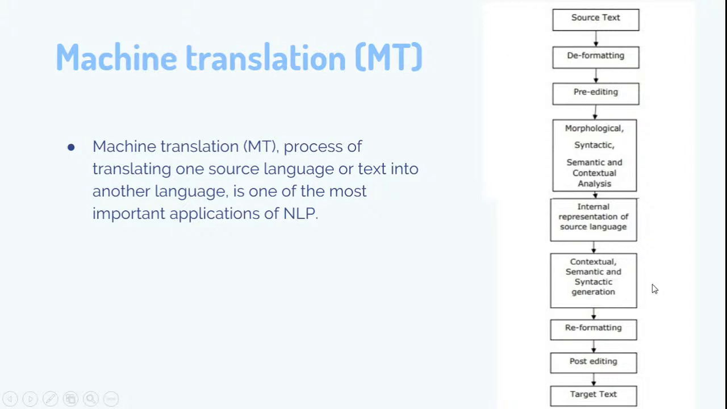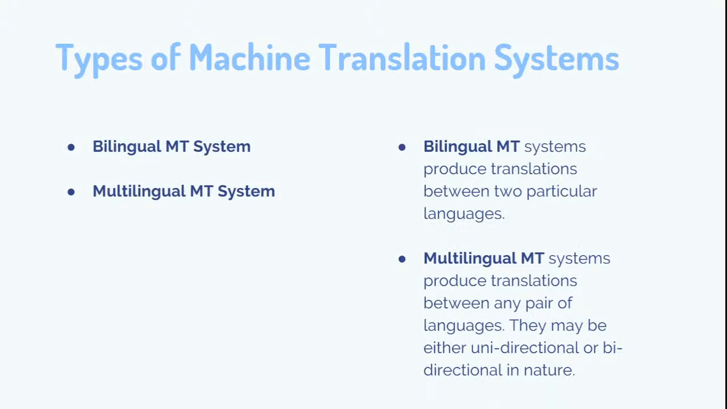In machine translation we have two types. One is the bilingual MT system and the other is the multilingual MT system. A bilingual MT system produces a translation between two particular languages only. For example, English to Tamil or Tamil to English, English to Telugu or Telugu to English, or Hindi to Tamil and Tamil to Hindi. The other is the multilingual MT system, which produces translation between any pair of languages, either unidirectional or bidirectional. It can process multiple pairs of languages into a target language.